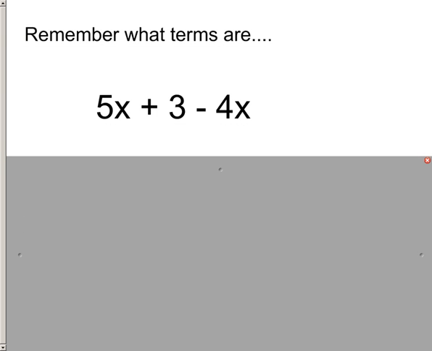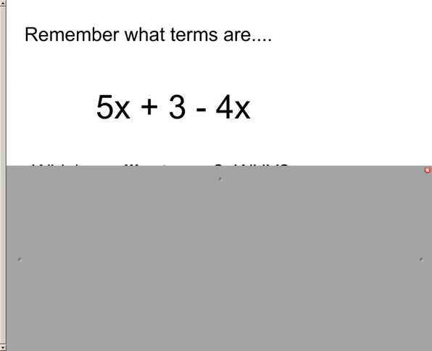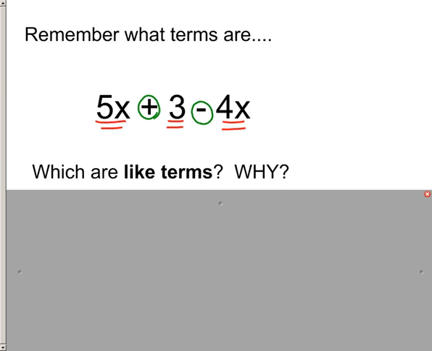Do you remember what terms are? When I give you an expression, can you tell me how many terms there are here? You should see the first term is right here, the second term is here, and the third is right there. We use the plus and minus signs to separate the terms. At this point, hopefully, you're feeling pretty good about that, and you already knew there were three terms there. But now I'll ask you the question, which ones are like terms?